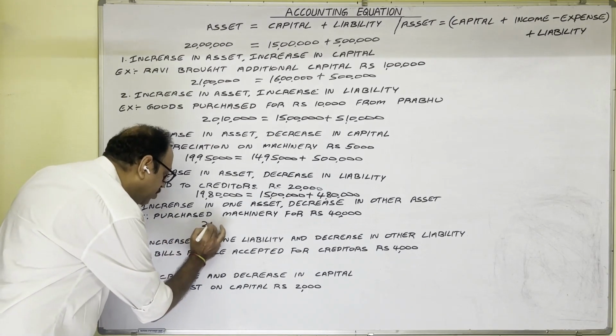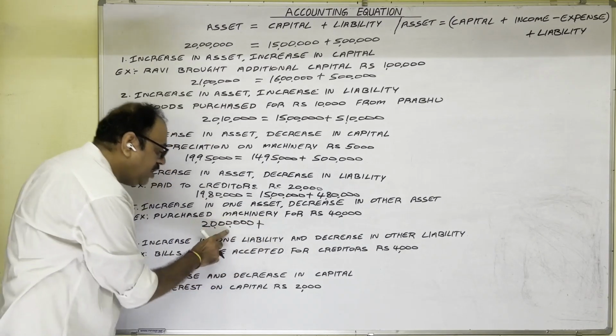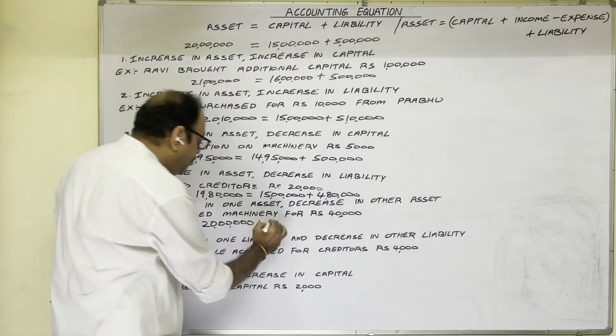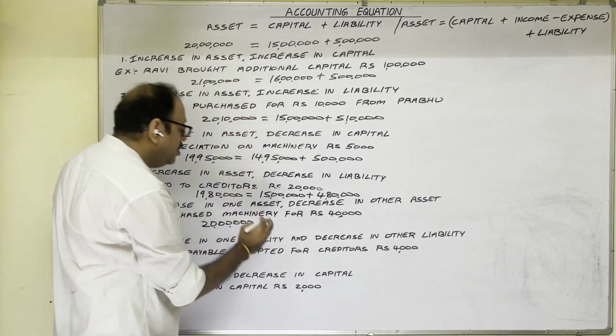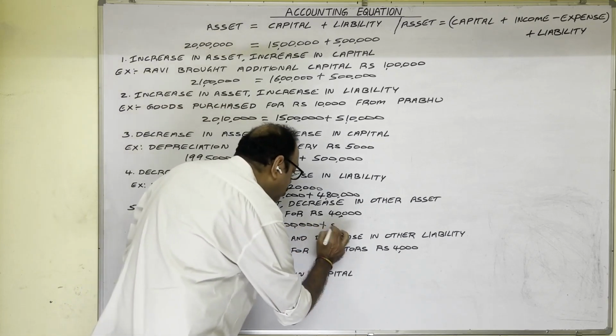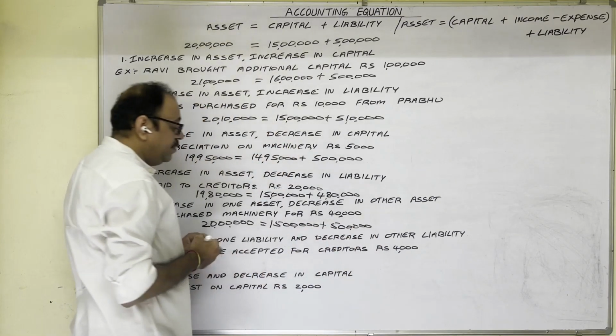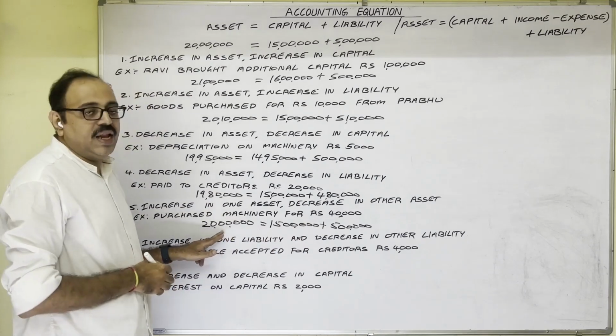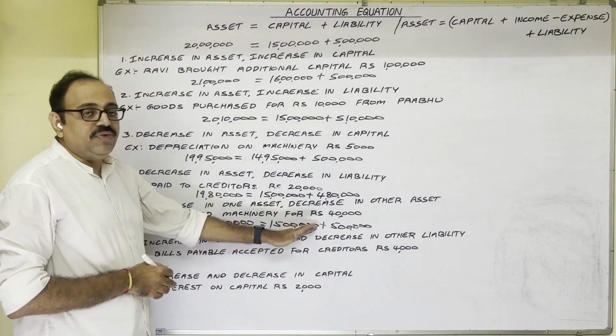So asset value 20 lakh, plus machinery minus cash, is equal to capital, same, no difference, plus liability is also same. Finally, 20 lakh is equal to 20 lakh. Asset is equal to equity.